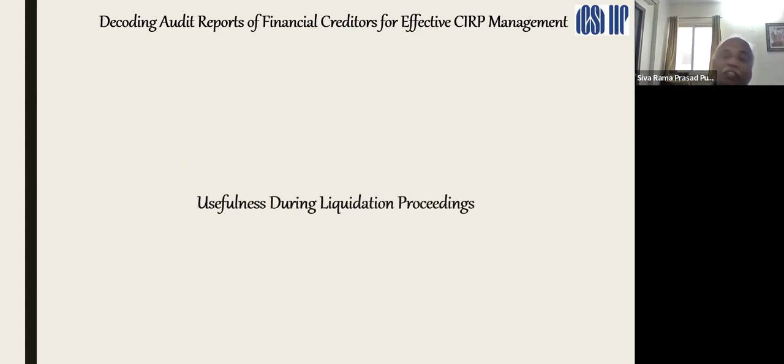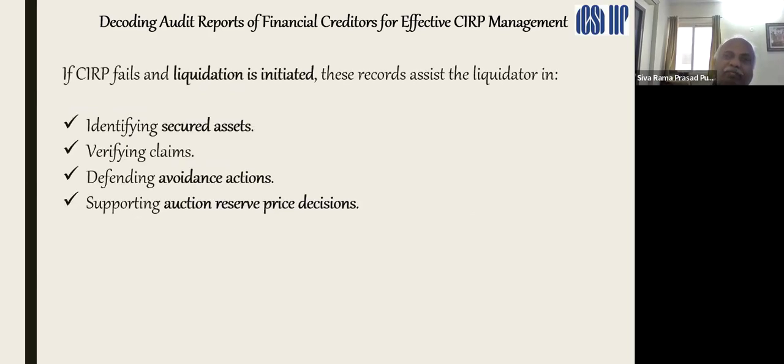Usefulness during the liquidation proceedings. If a CIRP fails, liquidation is initiated. These records assist the liquidator in identifying secured assets, verifying claims, defending the avoidance transactions, and supporting auction reserve price decisions. Before you, some process is already completed.